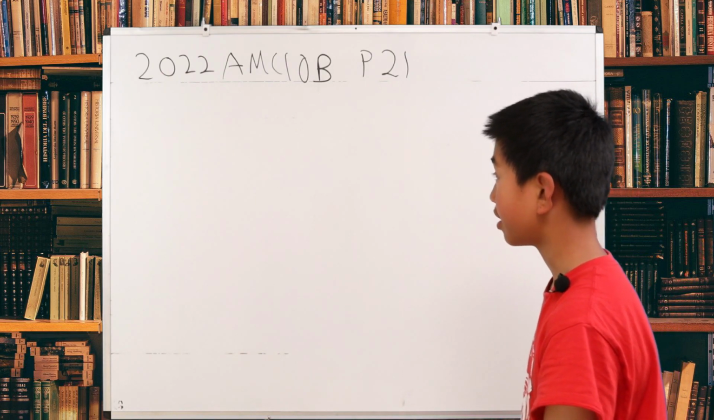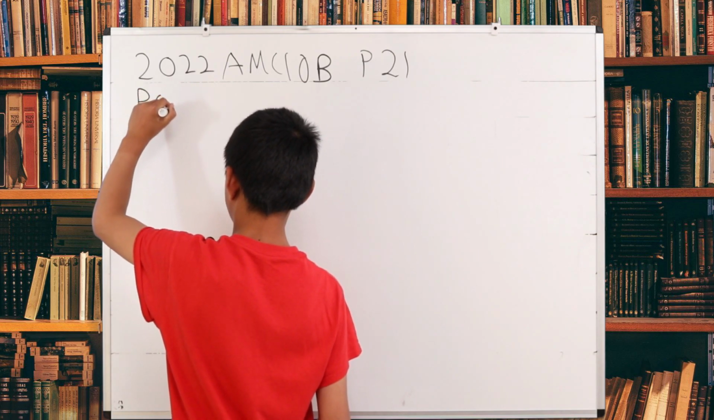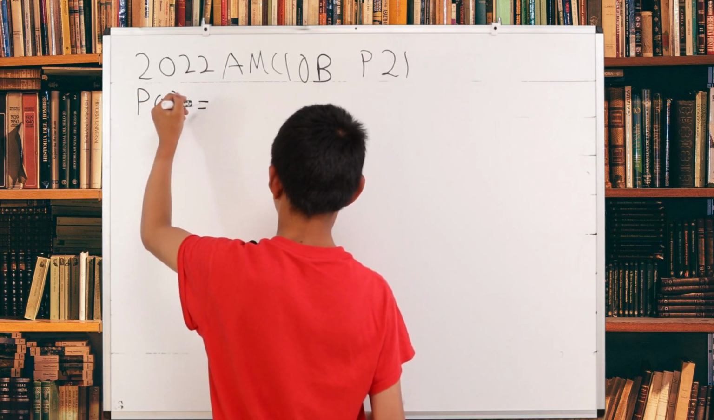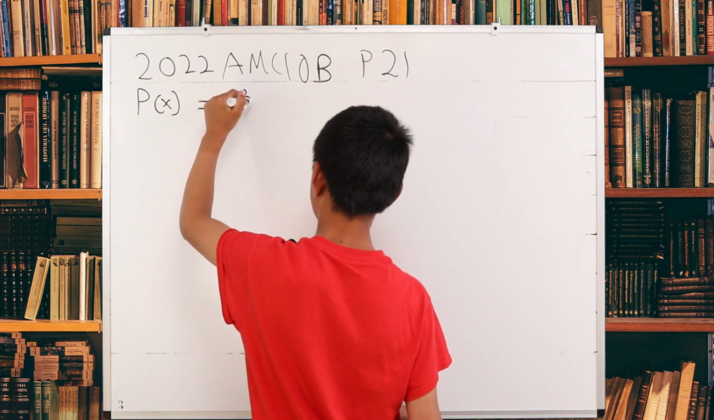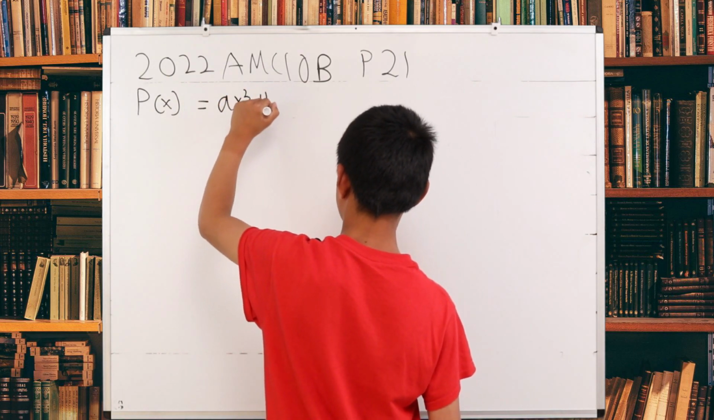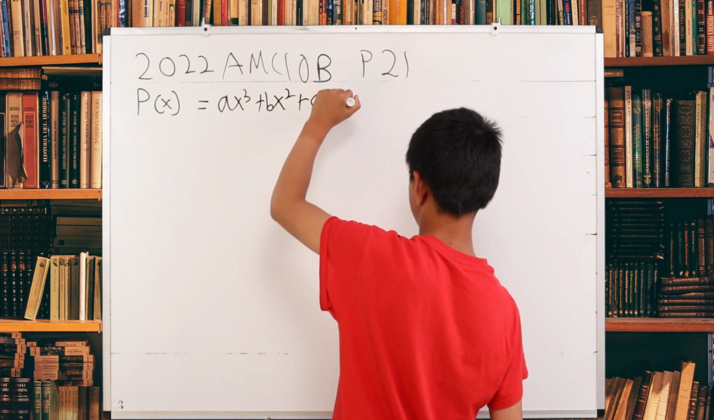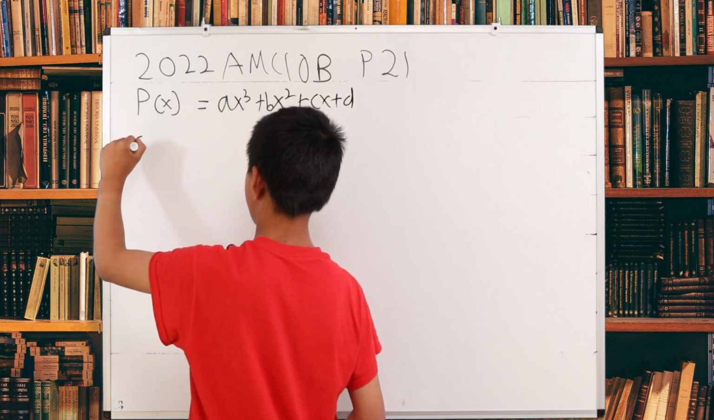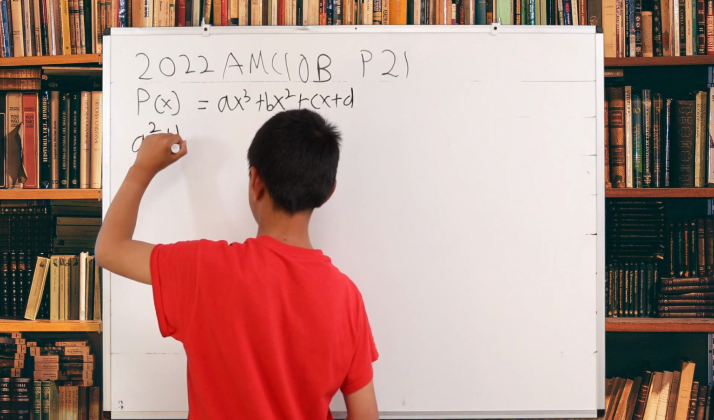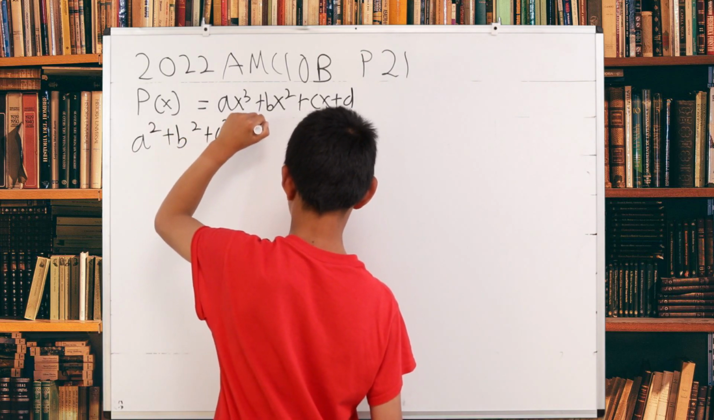Basically, what it's asking, we have a polynomial, P of x here. We have a random polynomial, let's say ax cubed plus bx squared plus cx plus d. That's our polynomial. We want to find what a squared plus b squared plus c squared plus d squared.